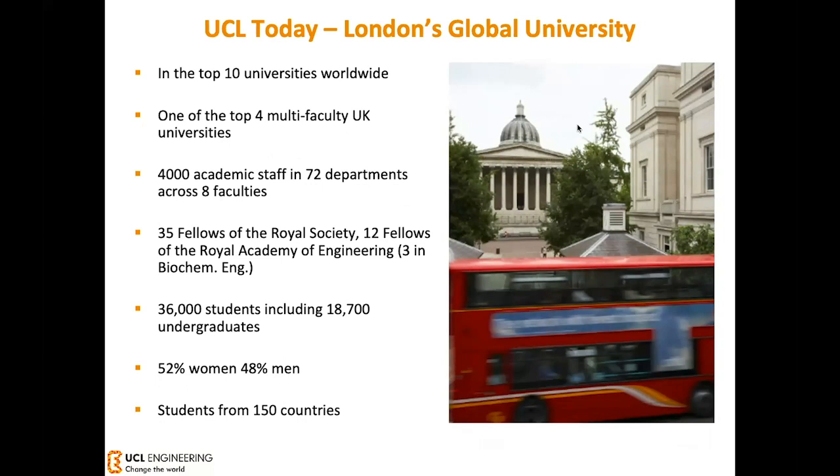And it has 36,000 students, roughly half of them are undergraduates and the rest are postgraduate students, a fairly equal split between men and women. And we have students from over 150 countries. So that's staying true to our motto, which is London's Global University.